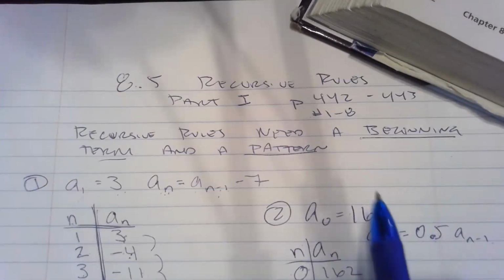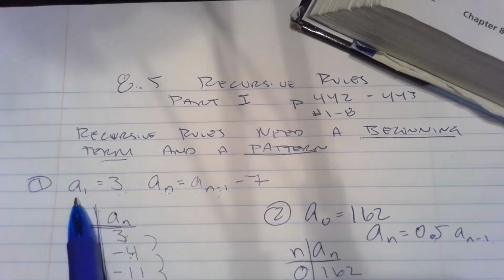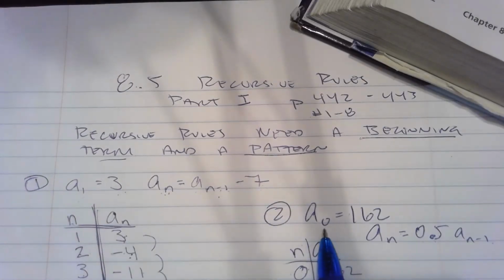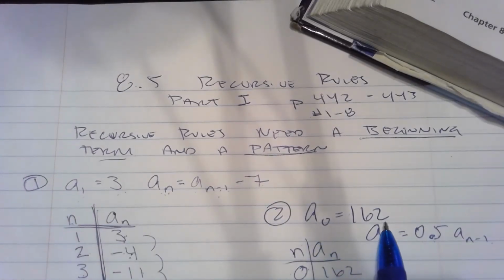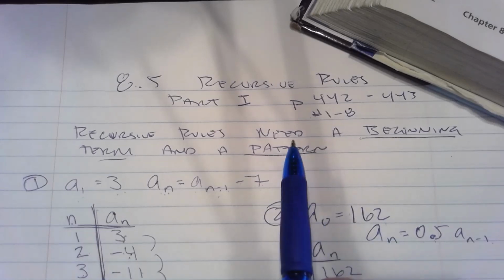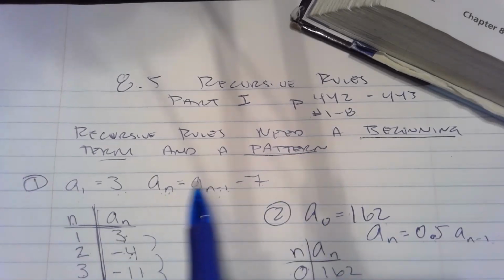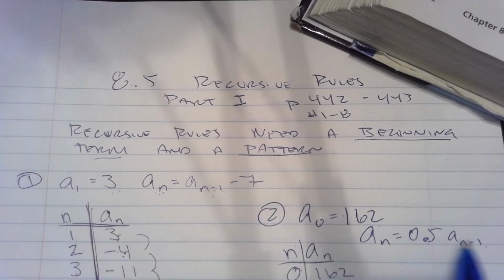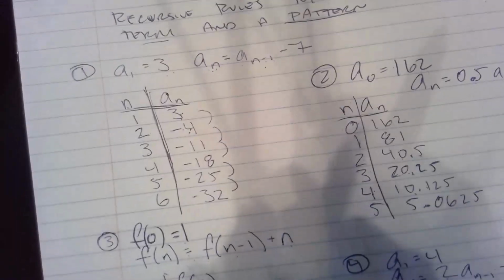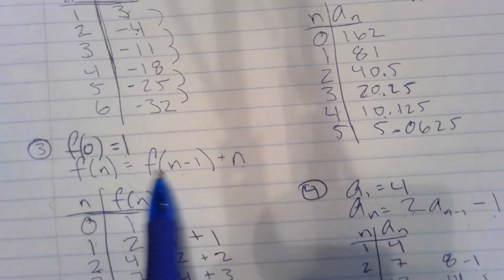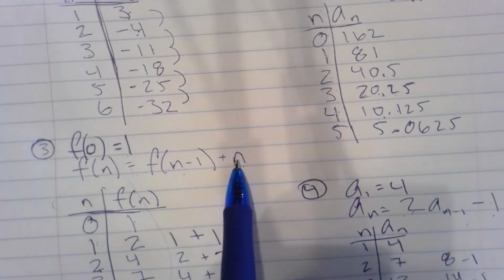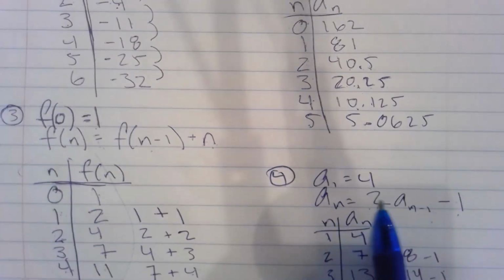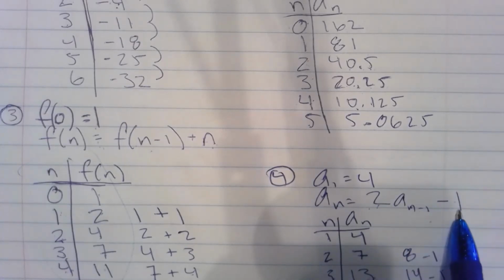Remember, every recursive pattern needs a beginning term. Where do you start? We're starting at the first term is 3. The 0th term is 162. Then you need a pattern. The next term is the previous term, take away 7. The next term is half the previous term. The next term is the previous term plus the number you're on. The next term is twice the previous term, but then just take away 1.